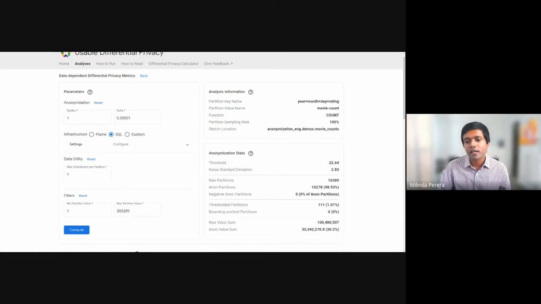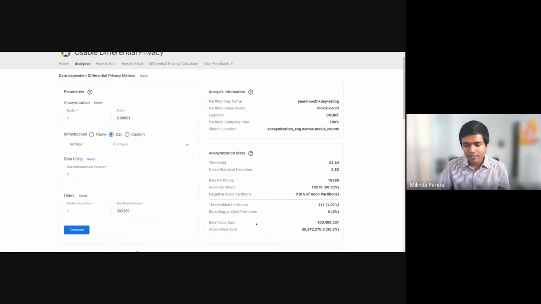It doesn't allow us to release that and still claim the privacy guarantees required by the chosen epsilon and delta. And noise standard deviation quantifies how much noise we are adding to the movie counts in this case. And then there are a couple of other parameters here as well. These basically talk about how many partitions you have in the underlying data. There are about 10,000 combinations of date rating pairs. And here you can see how many partitions are there in the output, right? You can see there is some loss, but it's almost 100%, 98.9.